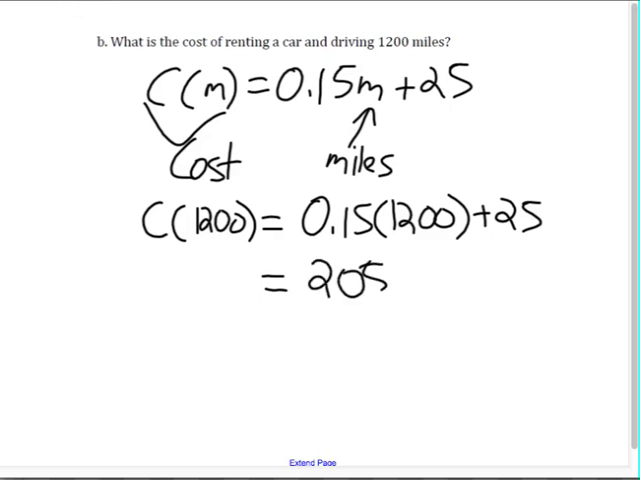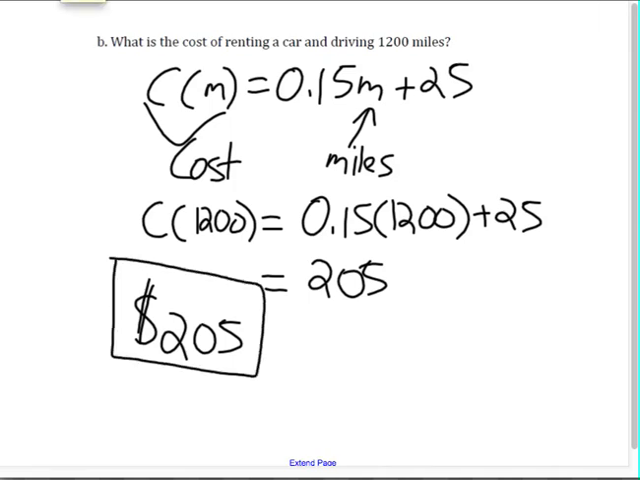Am I done? No, I'm not done. C of 1,200 equals 205 is not done. This is a model. I need to answer using units. $205. And you can go back and check to make sure your units make sense. It's asking what the cost of renting a car is. Makes sense that your answer should be a dollar value.